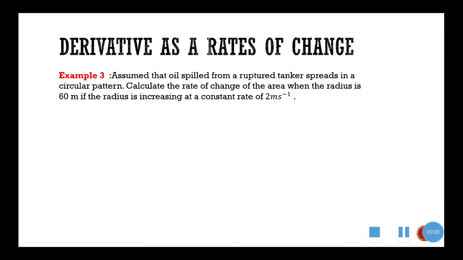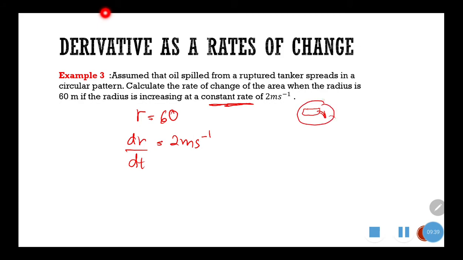So our variables here are the area and the radius. What is given to us? r is equal to 60 and the rate at which the radius is increasing is dr/dt equals 2 meters per second. Do you understand? There is a tanker, the tanker is ruptured, leaking, and oil comes out. The oil spreads out in a circular shape, covering a certain amount of surface.